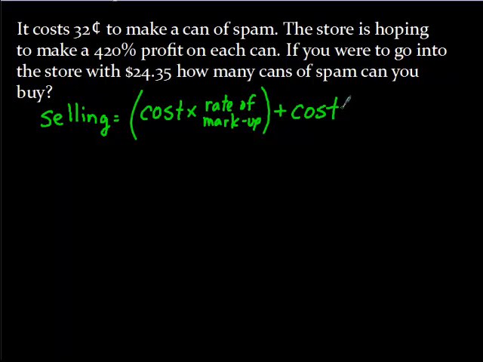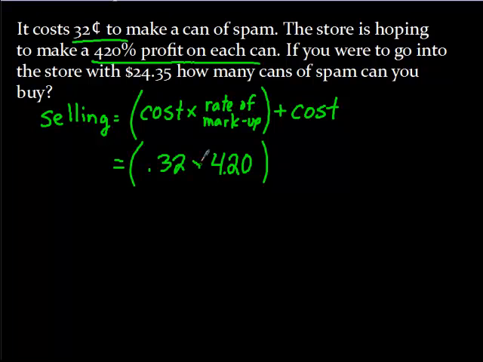So we start filling in what we need to find. 420% profit on each can. That's the rate of markup. Since it's percent, we can turn this into a decimal quite easily. If we erase the percent sign, 420% is 4.20. From here we have to find the cost. Well, it tells us it takes 32 cents. That's the cost, so it's 0.32. So we have 0.32 times 4.20. That whole quantity, we add 0.32 to that.